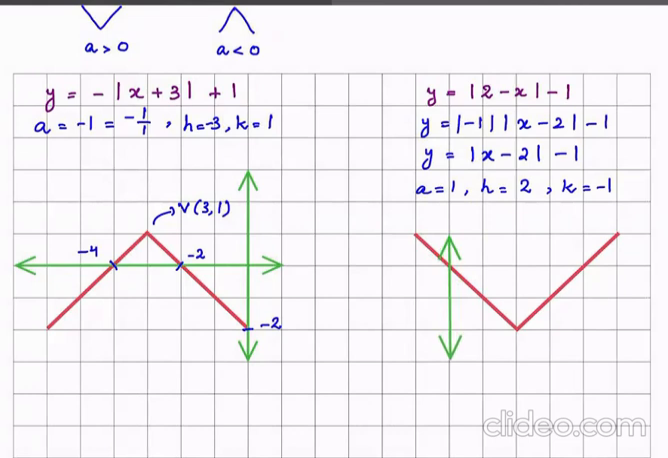So this is my y-axis, while k is -1. So this should be my x-axis. So this is my vertex point, that is 2, -1. This is 1. This is 3.